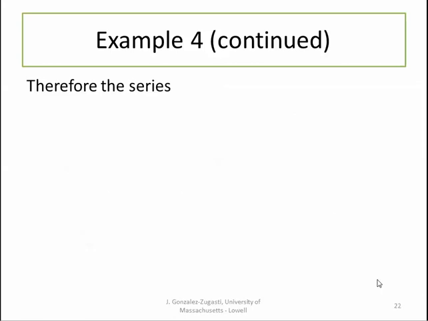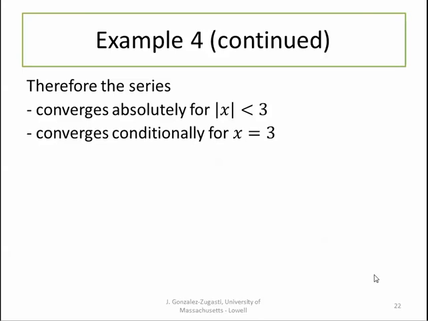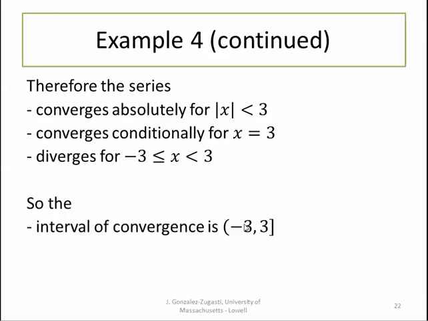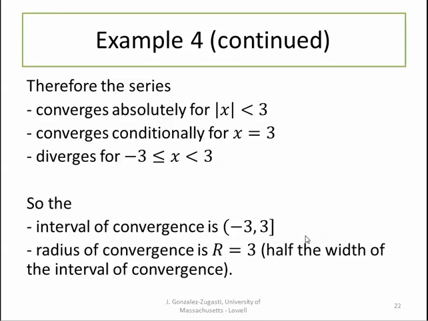So we've just found that our series converges absolutely when the absolute value of x is less than 3. We found that it converges conditionally when x is equal to 3. That's when it gave us the alternating harmonic series. And that it diverges when x is between negative 3 and 3, including negative 3. So when we go to answer our question, we would say that the interval of convergence is from minus 3 to 3, including the 3, because it converges there, and that our radius of convergence is half the width of this interval. Its width is 6, so the radius is 3.